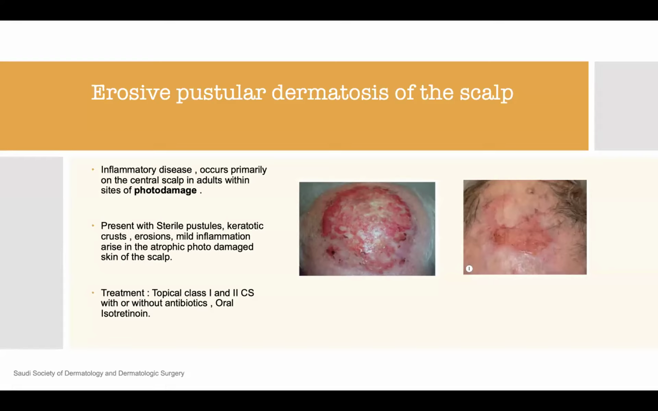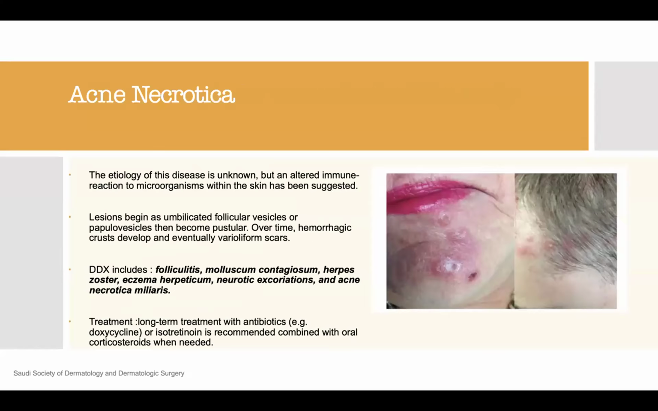Treatment is usually a class 1 or class 2 corticosteroid, and sometimes oral isotretinoin can also be used. Acne necrotica: the pathophysiology behind it is not well known, but it begins as a papule or vesicle, then over time becomes hemorrhagic and eventually develops into a varioliform scar.